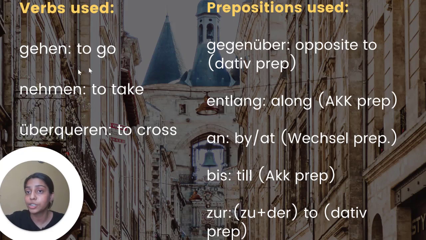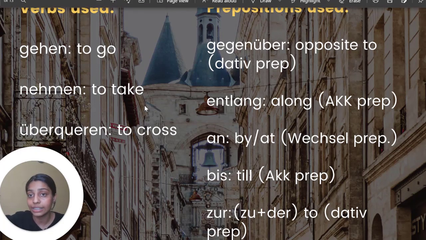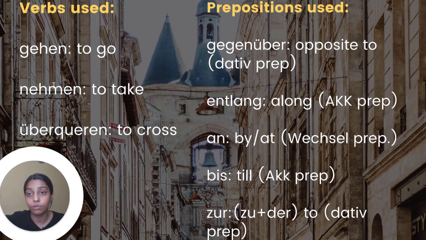Gehen is a verb which means to go. Nehmen is a verb which means to take. Gehen is a regular verb. Nehmen is an irregular verb. By now, I hope that you all know the meaning of regular and irregular verbs, and also how they are conjugated. So gehen means to go, nehmen means to take. Überqueren is another verb that means to cross.